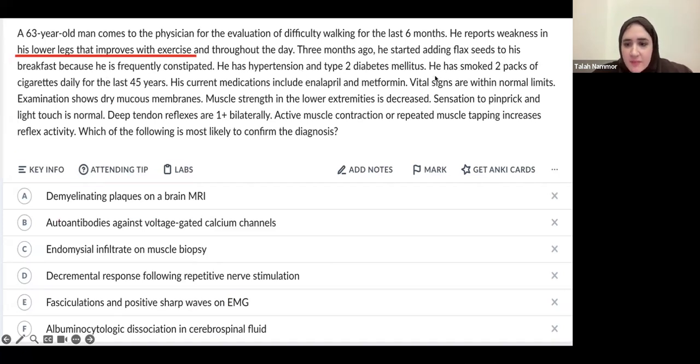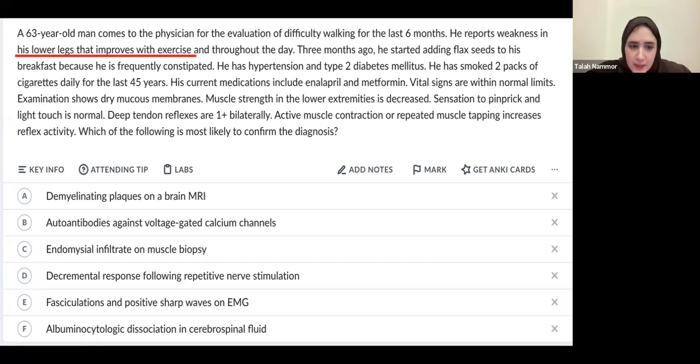You guys are answering. Shall I? His current medications include enalapril and metformin, and so on. He has dry mucous membranes. His muscle strength is decreased. Sensation to pinprick is normal. The reflexes are decreased.